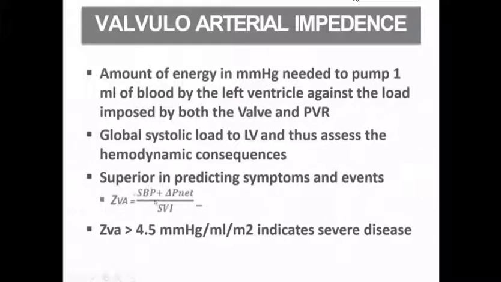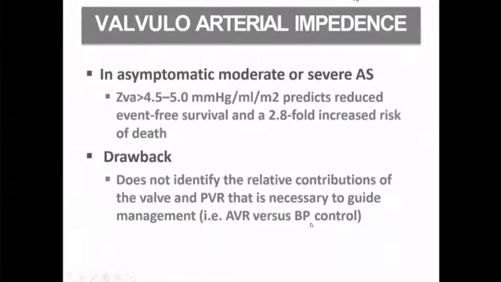You can measure it from systolic blood pressure, the mean pressure difference, and the stroke volume index. If this valvulo-arterial impedance is more than 4.5 millimeter of mercury per ml per meter squared, it signifies severe disease. In asymptomatic moderate to severe AS, if more than 5, it predicts reduced event-free survival, a 2.8-fold increase in the risk of death. Drawbacks: it does not identify the relative contribution of the valve and peripheral vascular resistance, necessary to guide the management, AVR versus blood pressure control.